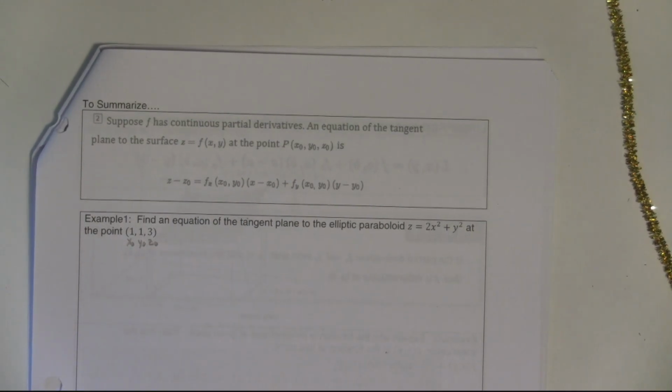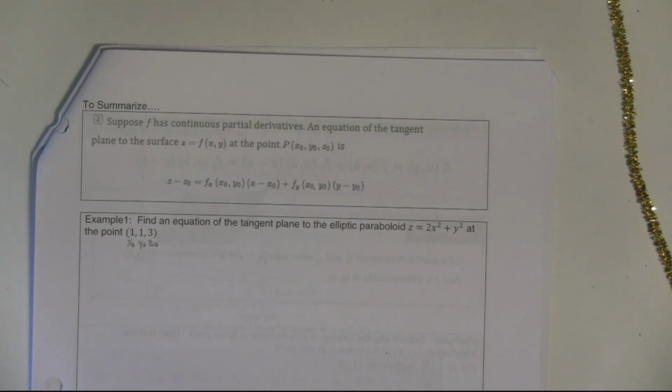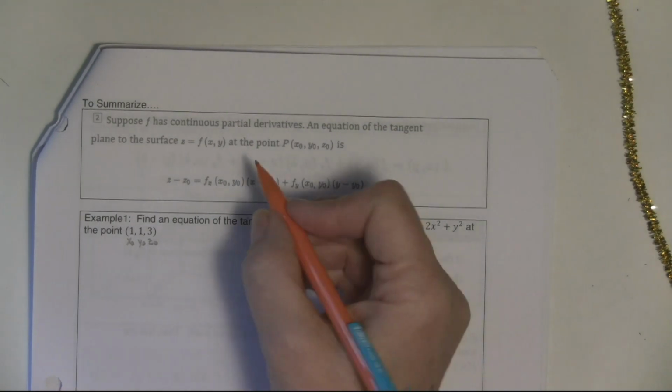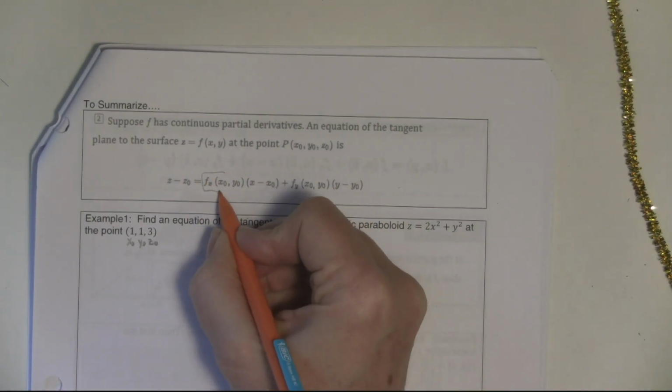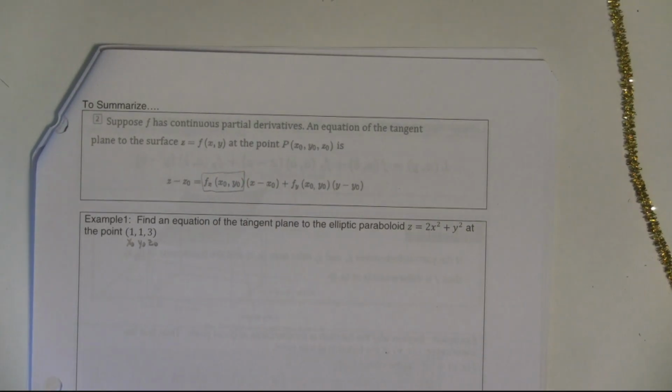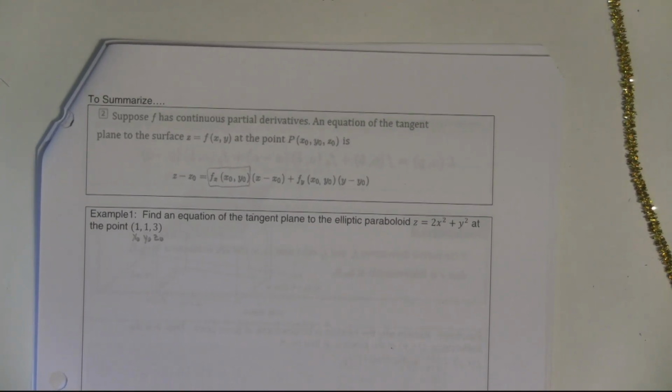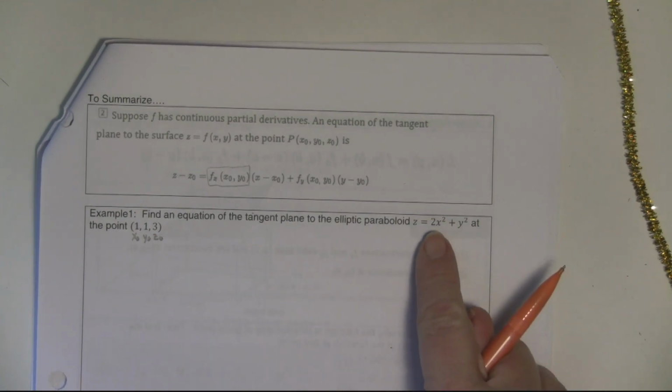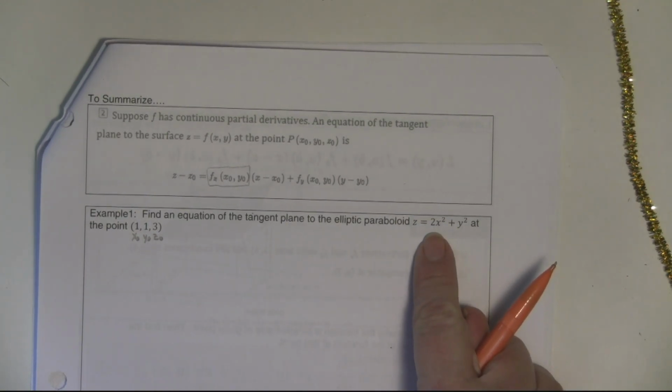This is a point that's going to be on the surface and also on the tangent plane. And so that's our x naught, our y naught, and our z naught. Now, what we need to know is the slope in the x direction evaluated at x naught, y naught. And we can certainly find that because it's the partial derivative with respect to x. So we're going to find the partial derivative of this with respect to x.